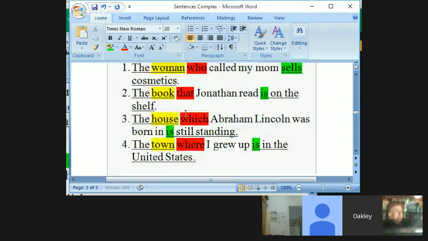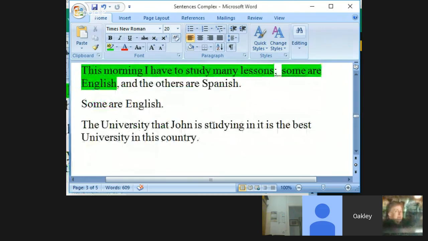Okay, I want you to look at something. The book that Jonathan read. It is on the shelf. We don't need it. We don't need to refer back. The book is already divided. You see how it's underlined? It's like saying the book, it is on the shelf, or it's like saying the university, it is the best university in this country.